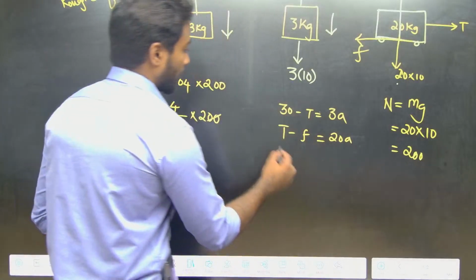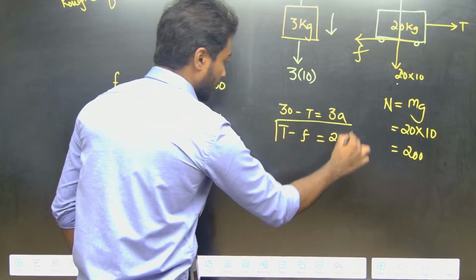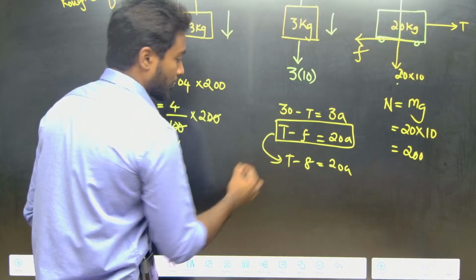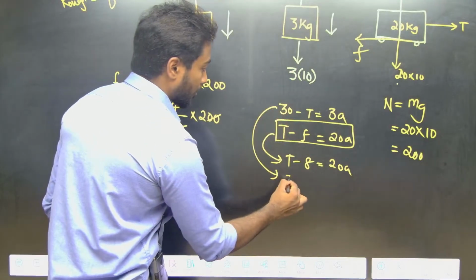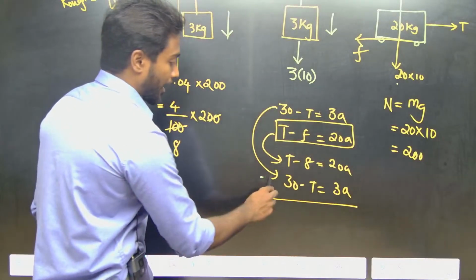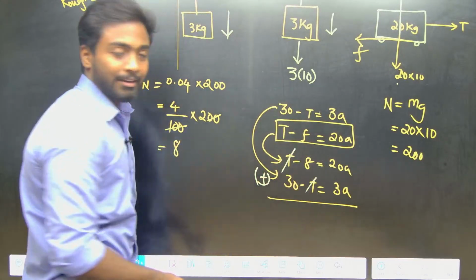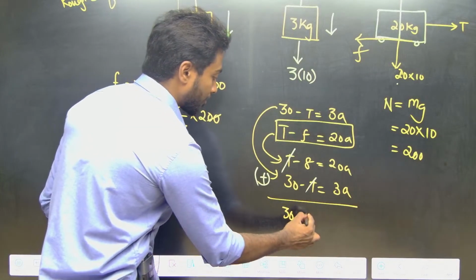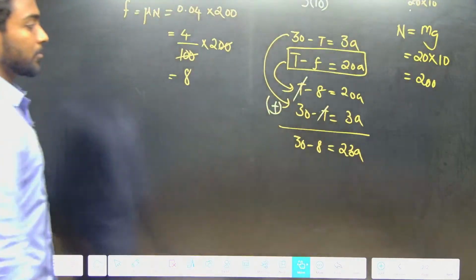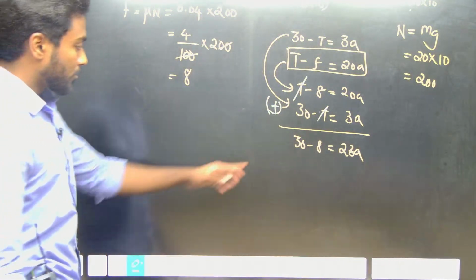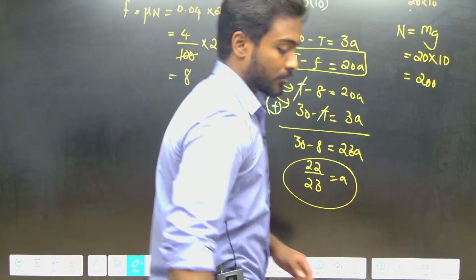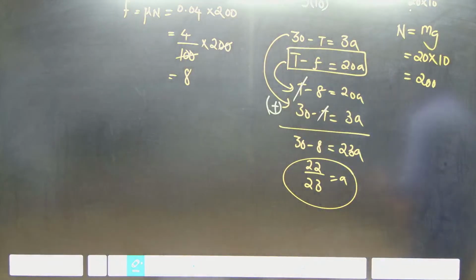So I'll rewrite this: T minus 8 is equals to 20A. And this I'll take here, 30 minus T will be equals to 3A. So adding everything, T minus T will get cancelled off. 30 minus 8 will be equals to 23A, right, 23A. So 30 minus 8, 22 by 23 will be equals to A. This is the answer, 22 by 23 is equals to A.